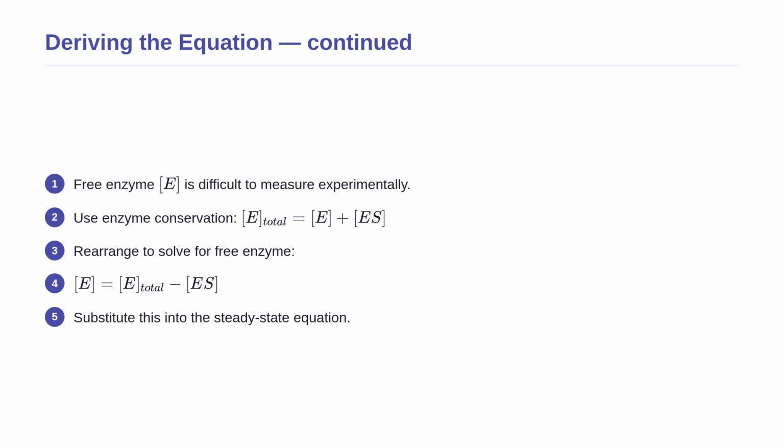The total enzyme is simply the sum of the free enzyme and the enzyme currently bound to the substrate. By rearranging this simple addition formula, we can express the unmeasurable free enzyme in terms of total enzyme minus bound enzyme. We will substitute this into our steady-state equation next. This is a classic algebraic strategy used in chemistry to eliminate intermediate variables we cannot easily measure.